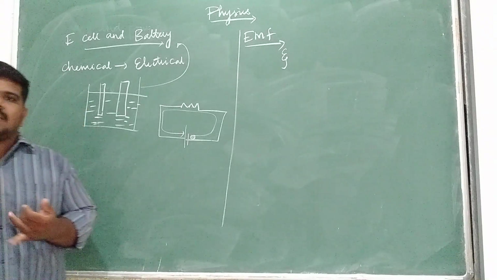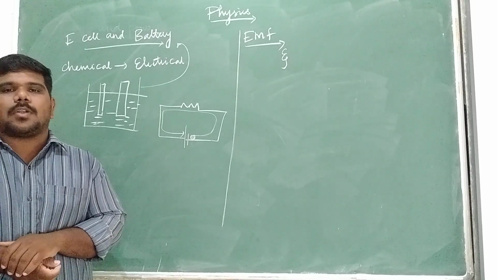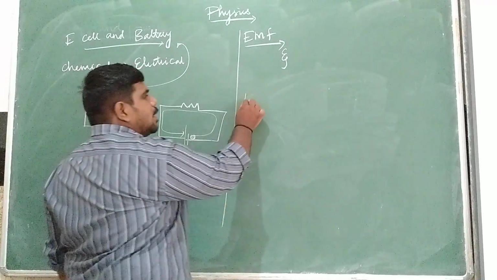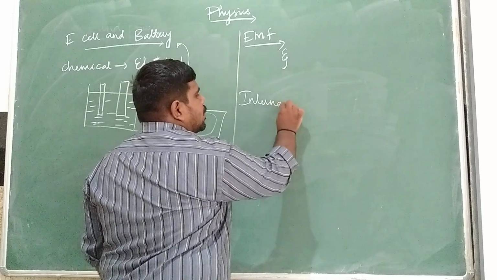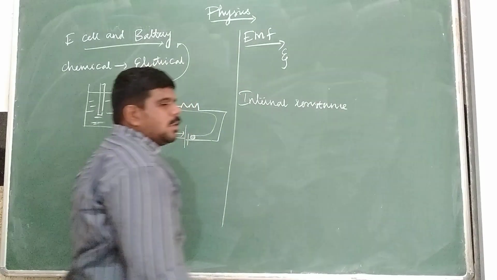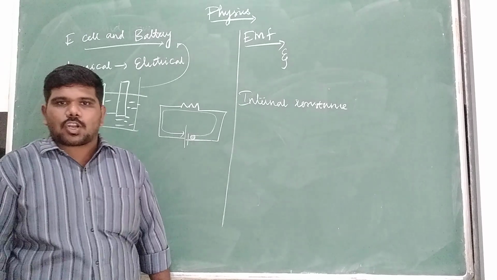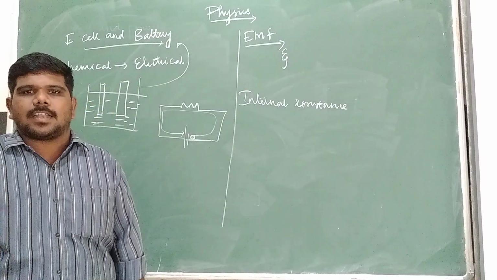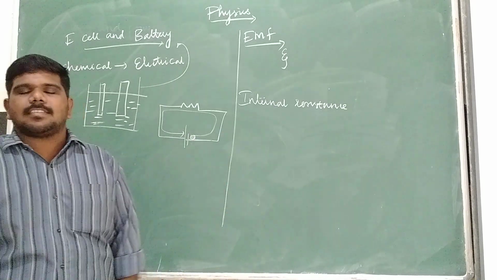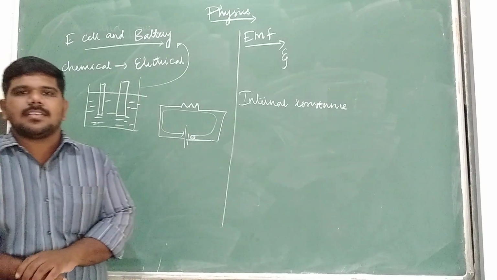It is expressed by the Greek symbol psi. So guys, the electromotive force determines the amount of work a battery or a cell has to do to move charges in a circuit. That's called an EMF, represented by psi. It has no internal resistance, and the potential difference across the cell is equal to the EMF.